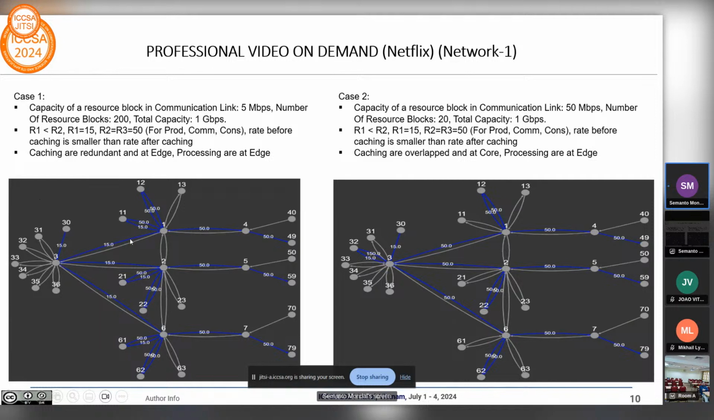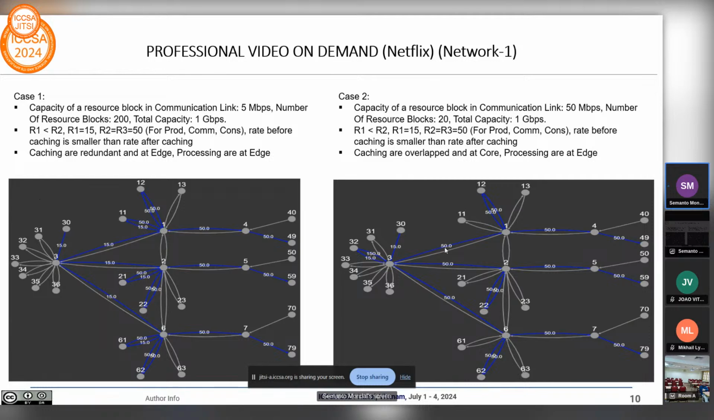The algorithm by default selects the edge to perform the caching and processing. Whereas if you jump to case 2, where the communication link capacity is increased to 50 Mbps, then you can see the caching is happening at the core, and they are overlapped, because now we have sufficient communication link capacity so that the content can pass from the core using just a single resource block, that is 50 Mbps, and the content is the size of 50 Mbps. So there is a use of only a single resource block.